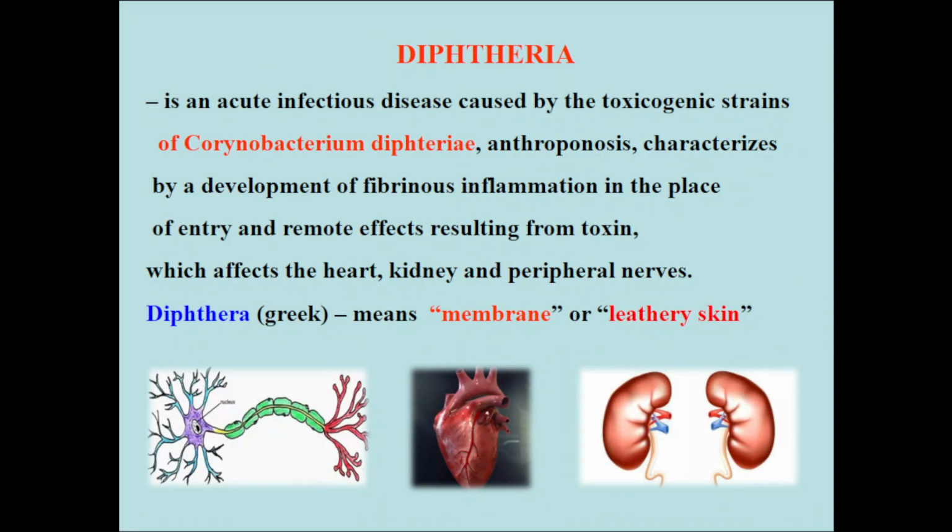So diphtheria is an acute infectious disease caused by toxigenic strains of Corynebacterium diphtheriae. Pay attention, toxigenic. There are untoxigenic strains that are not dangerous. It's an anthroponosis, so the source of infection is humans. It is characterized by the development of fibrinous inflammation at the place of entry and remote effects resulting from toxin, which affect the heart, kidneys, and peripheral nerves. Diphtheria means membrane or leathery skin.